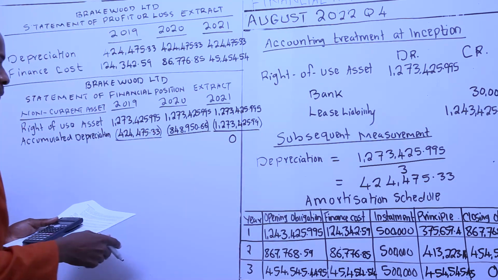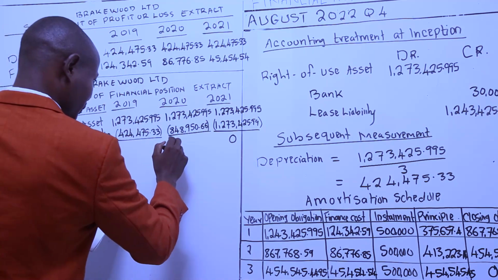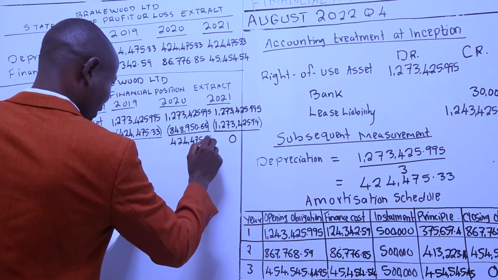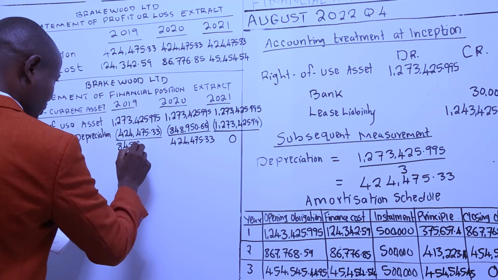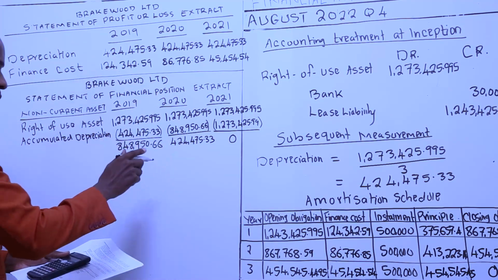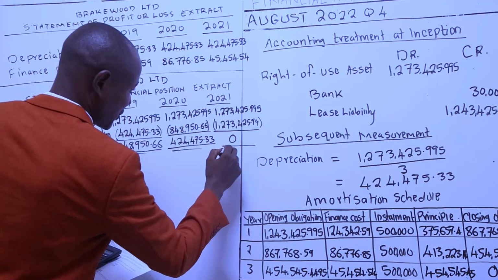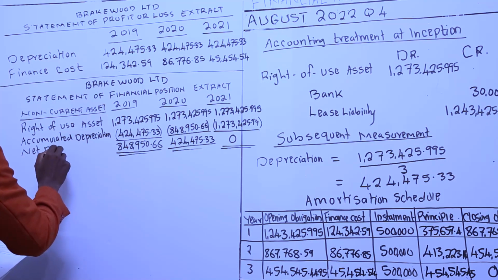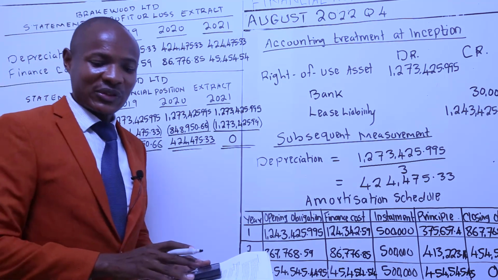This is 0. That one should be 0. This is 424,475.33. Of course, this one will be 848,950.66. So we are deducting from what we have below here. This will give you your net book value for the right of use asset. So this will be net book value for those right of use assets.